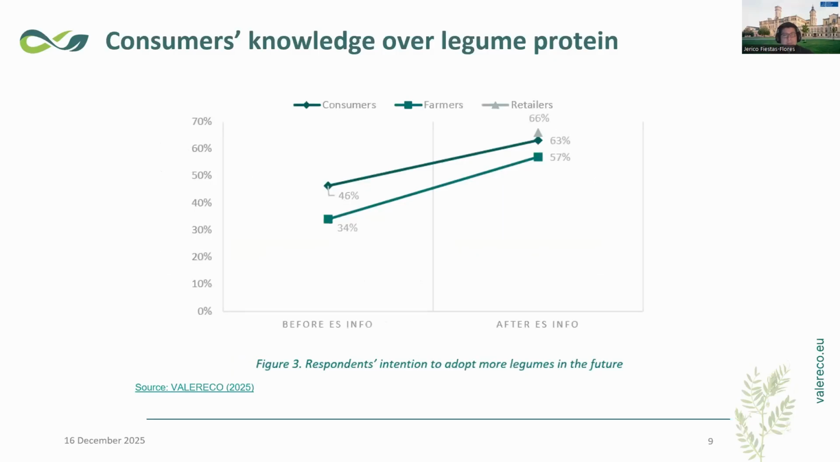What we found is that although there was already a high acceptance before the information, getting more information about the benefits or ecosystem services provided by legumes significantly increased, by several percentage points, our participants' willingness to increase their consumption in the future. This is telling us that perhaps we still need to communicate more about legumes, and this can also be translated to other plant-based proteins.